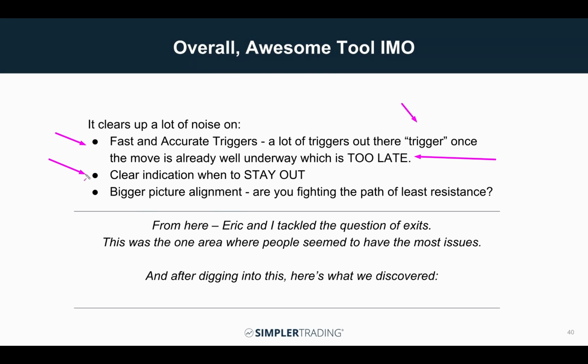So from here, Eric and I tackled the question of exits, okay? Because this was the one area where people seem to have the most issues. And what's interesting about this is when he showed me the EMA cross tool, I got super excited. And I thought, well, it doesn't matter, Eric. Whatever else you developed, who cares? This is right up there with sliced bread. But little did I know that what he had created next was actually going to offer up even more opportunities for edge, preventing mistakes, and getting out at those clean targets. So after digging into this, here is what we discovered.